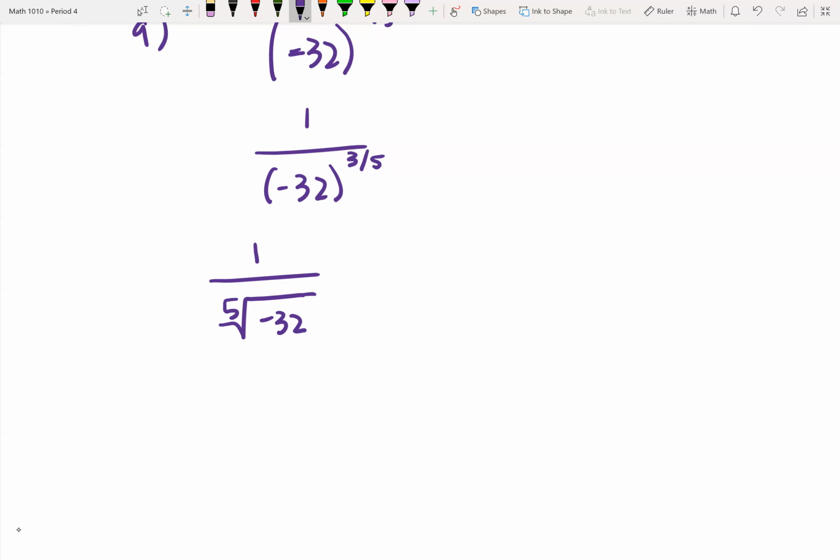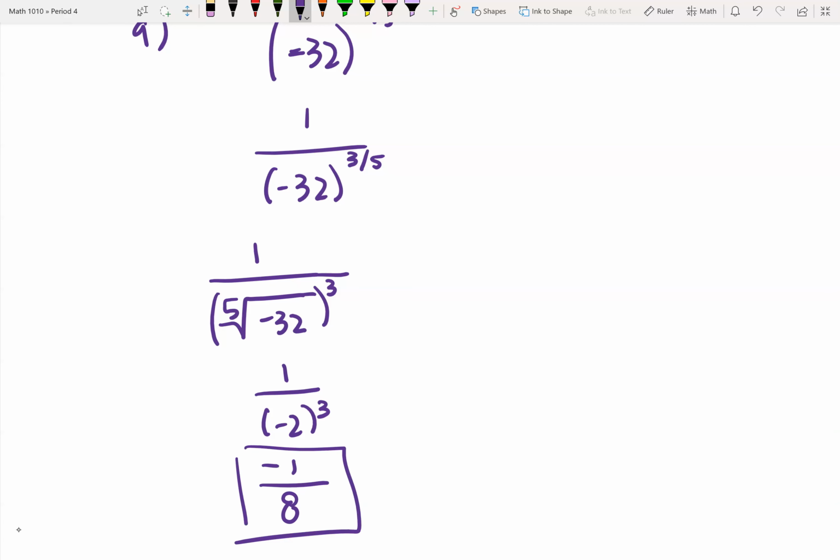So remember, if it's nice, then you go outside. So I'm going to put that right there. So this is 1 over a negative 2 to the third. That's a negative 2 times a negative 2 times a negative 2, which is a negative 8. So I'm going to put my 8 there, move my negative to the top, and I'm done. Okay? Okay, question number 10.